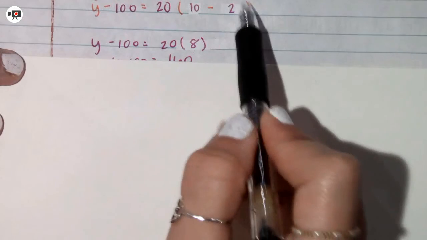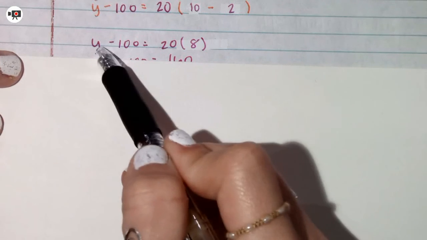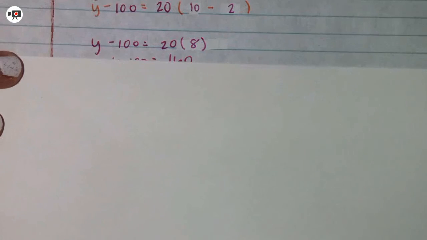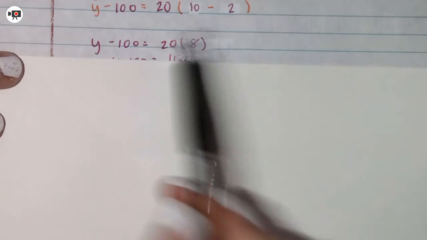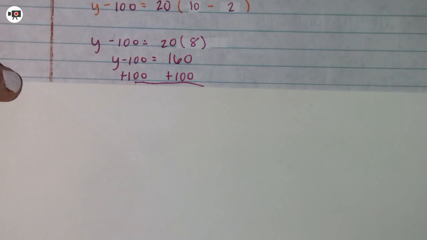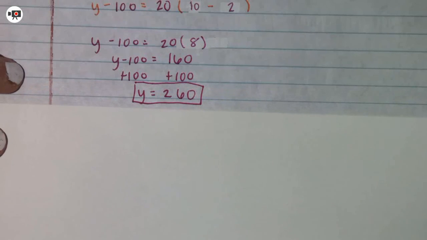Then after we can simplify the parentheses. So we have y minus 100 equals 20 times 8. Then we are going to simplify this right side. 20 times 8 is 160. To get y by itself, you add 100 to each side, and y equals 260.